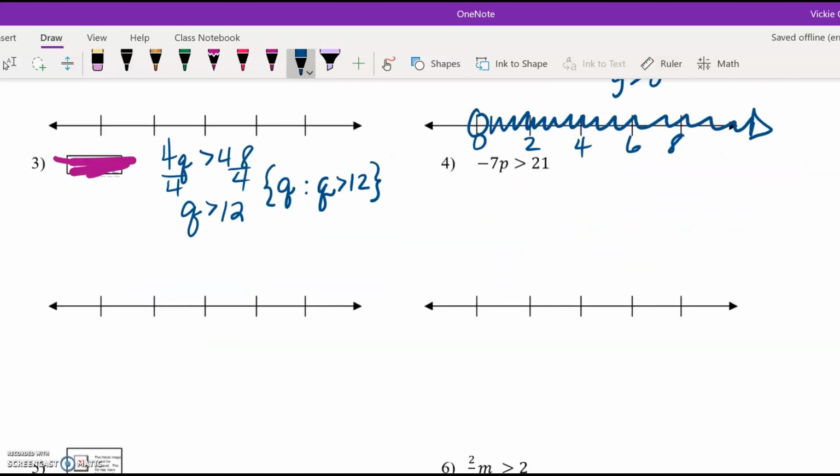Let's see. For this one, let's go by 6s for something different. It's an open circle on 12, and it's also greater, so I'm shading to the right.